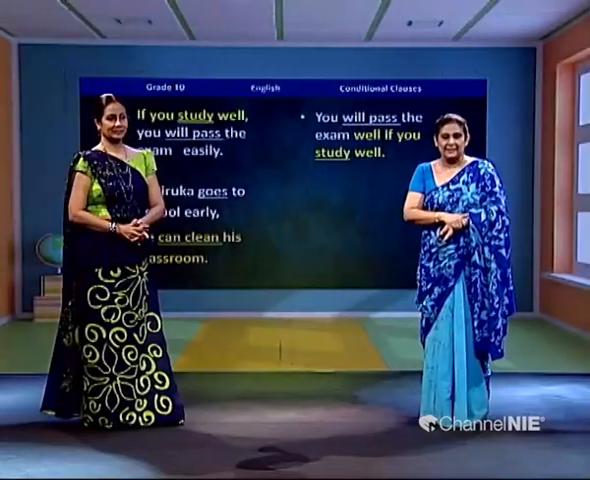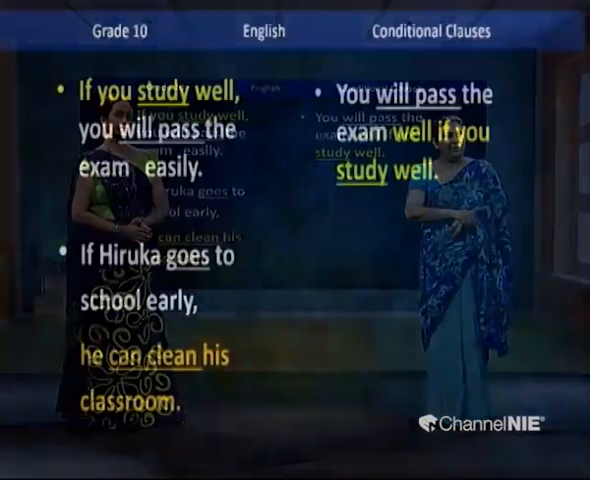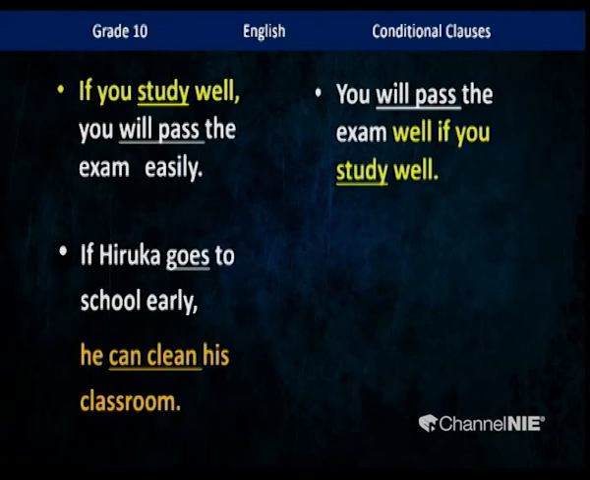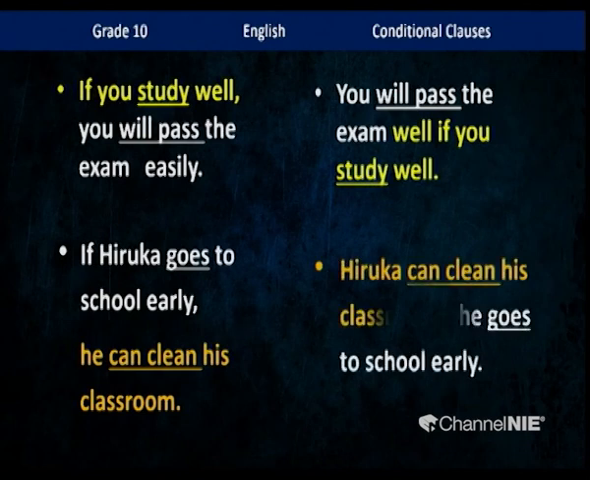There is another example, children. If Hiruka goes to school early, he can clean his classroom. So if Hiruka goes, that is simple present, he can clean. So instead of will, I told you, you can use other modals. So here, he can clean his classroom. And we can tell the same thing in another manner. That is the main clause at the beginning. Hiruka can clean his classroom if he goes to school early.